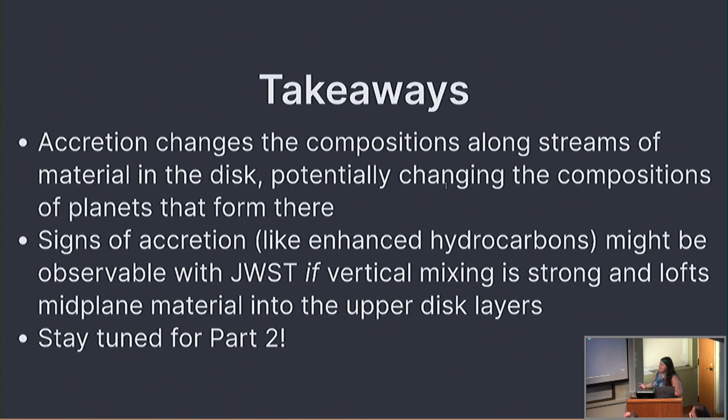Signs of accretion, like enhanced hydrocarbons, like I showed in the last plot, might be observable with JWST, but only if vertical mixing is strong and sort of lofts midplane material into the upper disk layers, because we aren't really able to probe the disk midplane, which is where all these simulations were confined. So if there is a lot of vertical mixing, then maybe you can see this somehow and know that there is high accretion or low accretion.